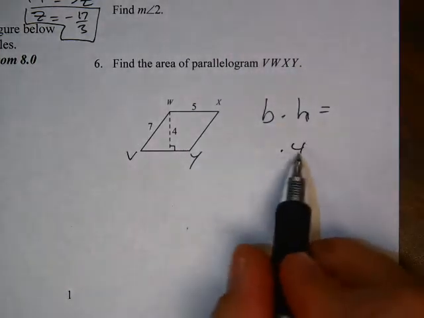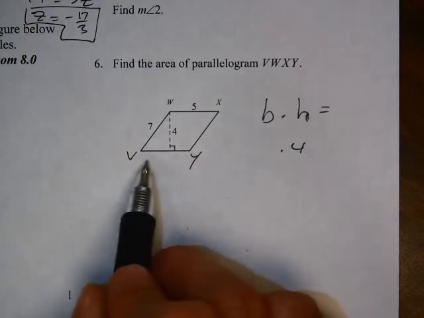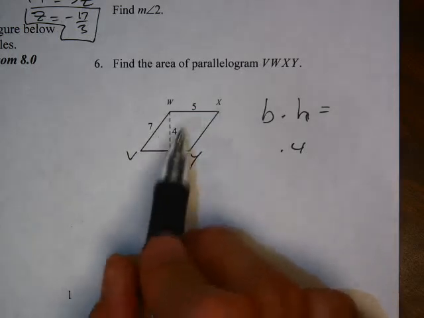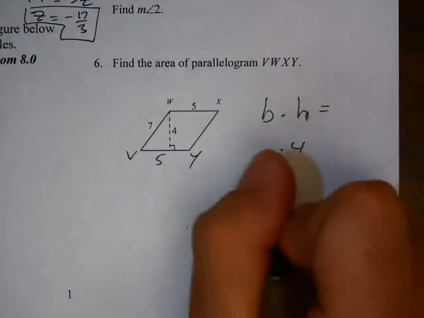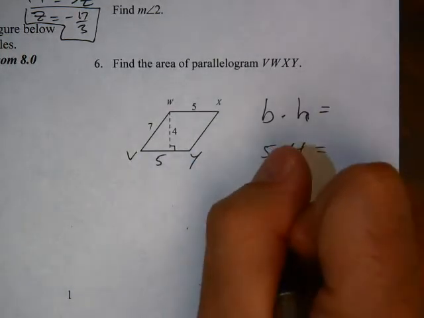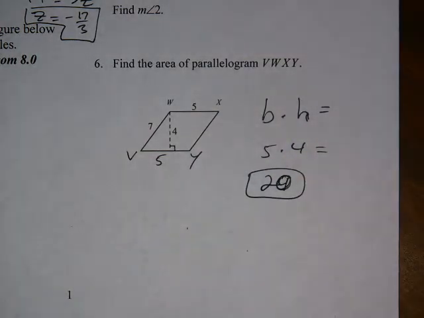So base times height, the height is 4. The base is this. Usually we look at the bottom, there's nothing there, but remember that top and bottom opposite sides of the parallelogram are equal. So that base is going to be 5. So your area is just 5 times 4, and that's 20.